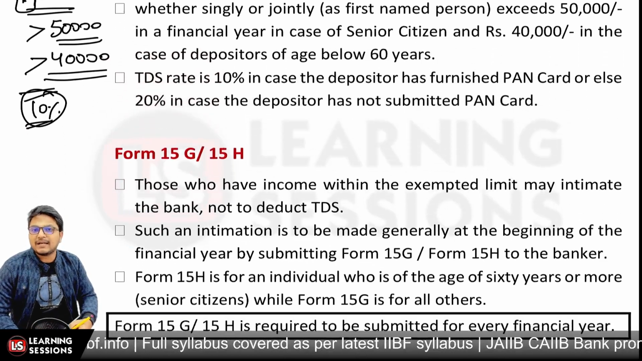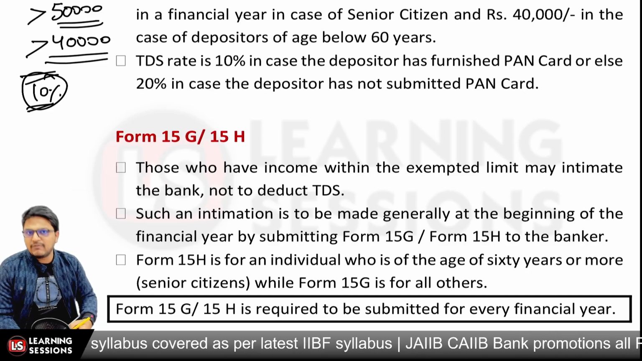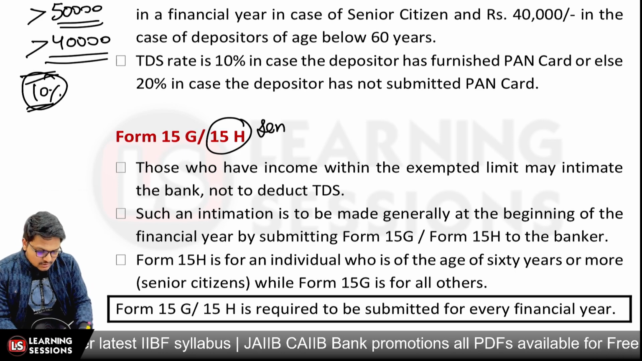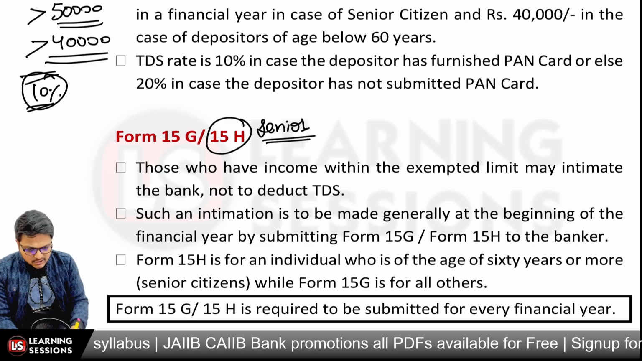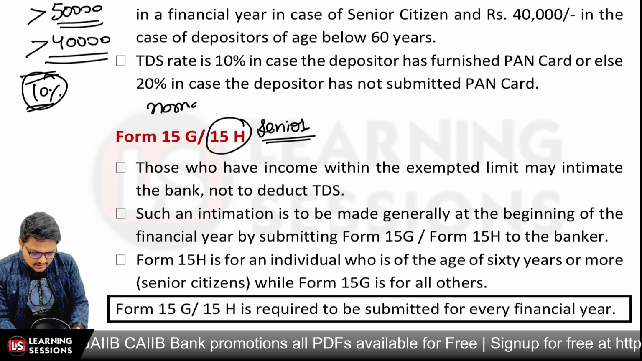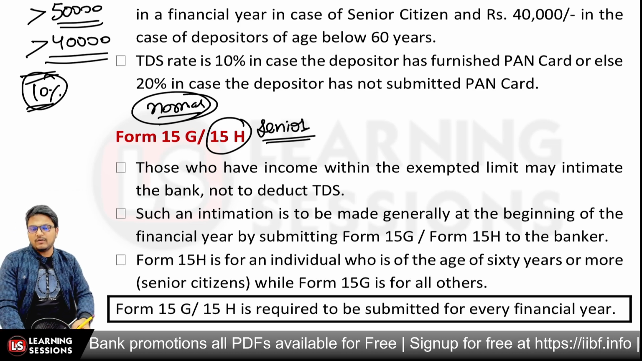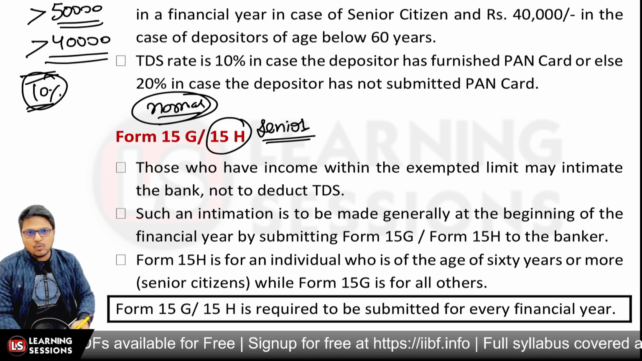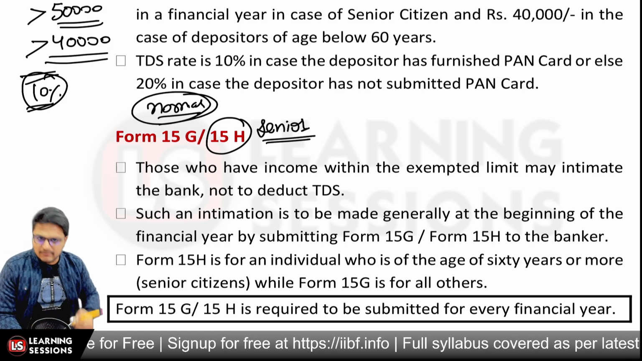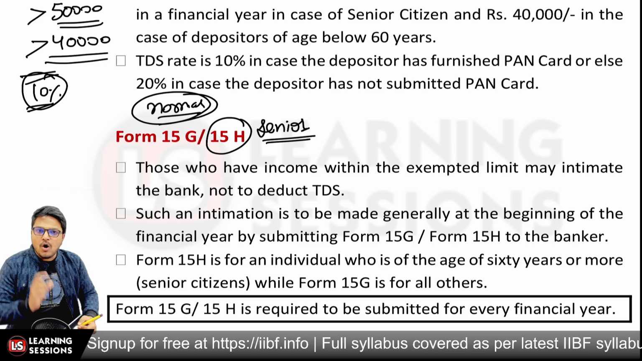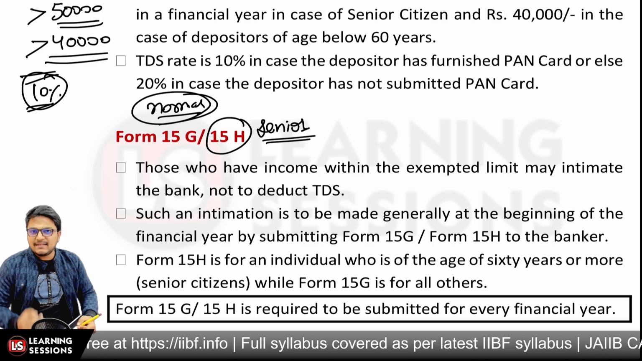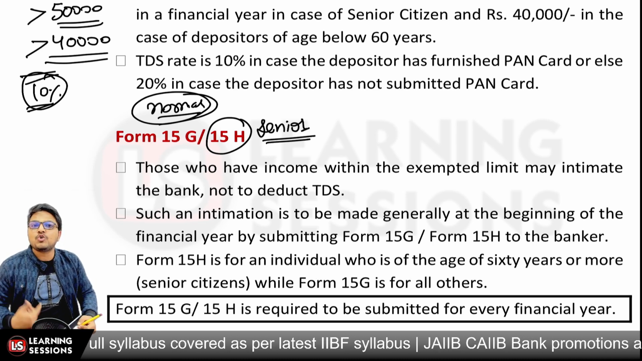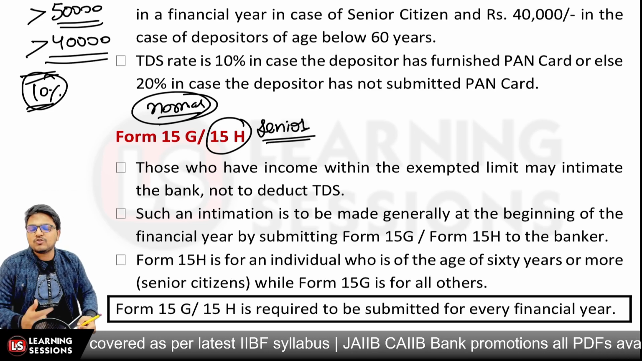And further, a declaration can be given by individuals in the form of Form 15G or 15H. Senior citizens submit Form 15H, and normal users, that is non-senior citizens, submit Form 15G. And what is the declaration all about? It's a declaration that the interest we are receiving, our total income from all sources, is under the taxable income slab, and that's why the TDS should not be deducted, right?